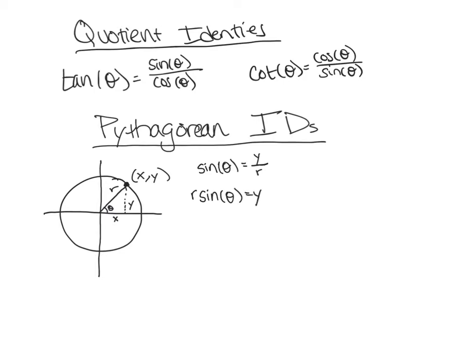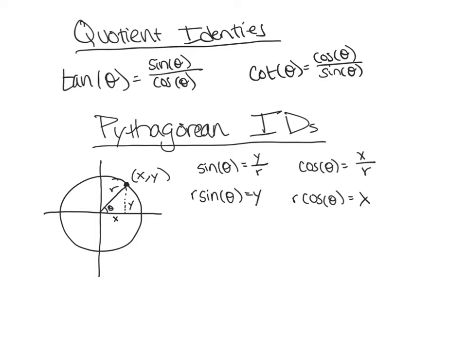And for cosine, cosine was adjacent over hypotenuse. So our adjacent in this case is x over r. We multiply r to both sides, and we get r times cosine is equal to x. So for the unit circle, r is 1. And we're going to be using our unit circle, carrying this through the next piece.